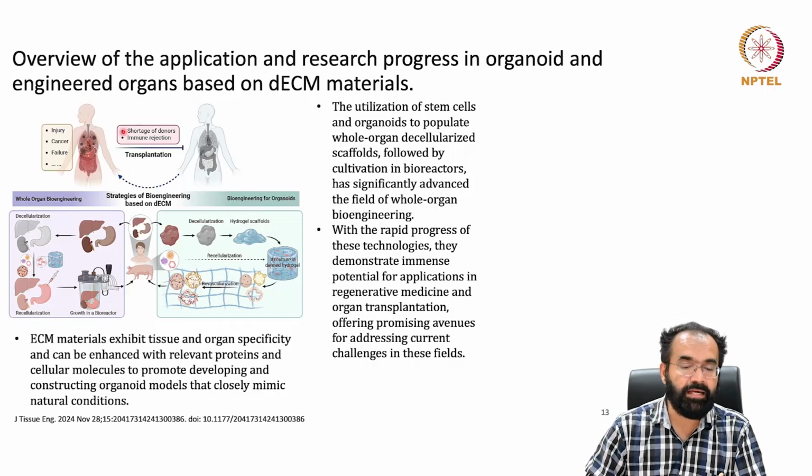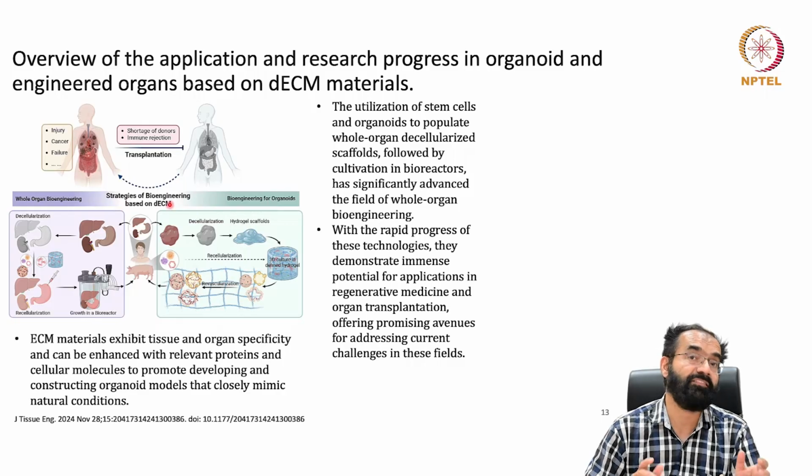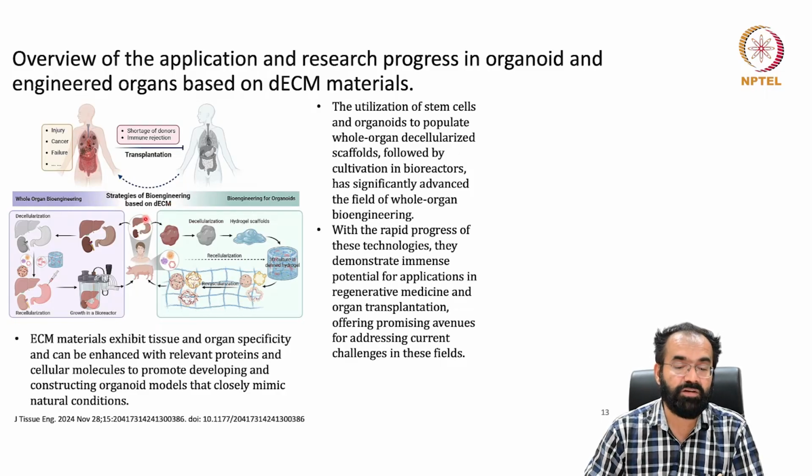So you can see here, there is an injury, cancer, failure, etc. in the patient, and there is a shortage of donors. It's not available, and hence the transplantation is not possible. And whole organ bioengineering is one option, and bioengineering of organoids is another option. And we have to decide the strategies of bioengineering based on the availability of dECM. That is what you are seeing. It can be from human, cadaver, pig, etc. And you can decide what ECM materials can be used.